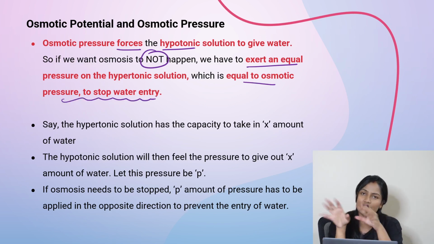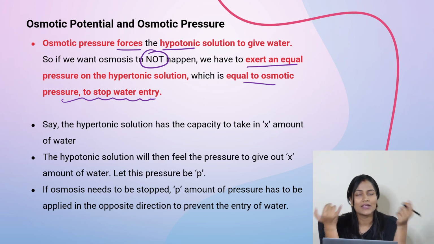अब ये वही बात है जो मैंने अभी आपको समझाई. We are going to give the equal and opposite pressure. External pressure देंगे ताकि osmosis रुक जाए. That value will be equal to osmotic pressure.